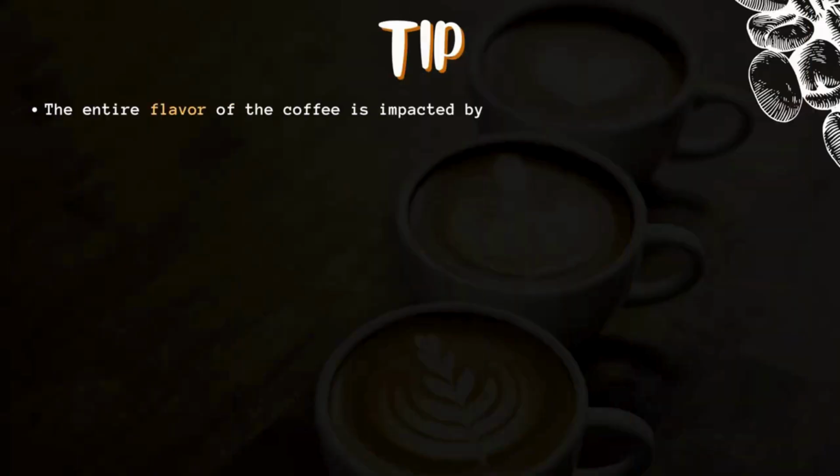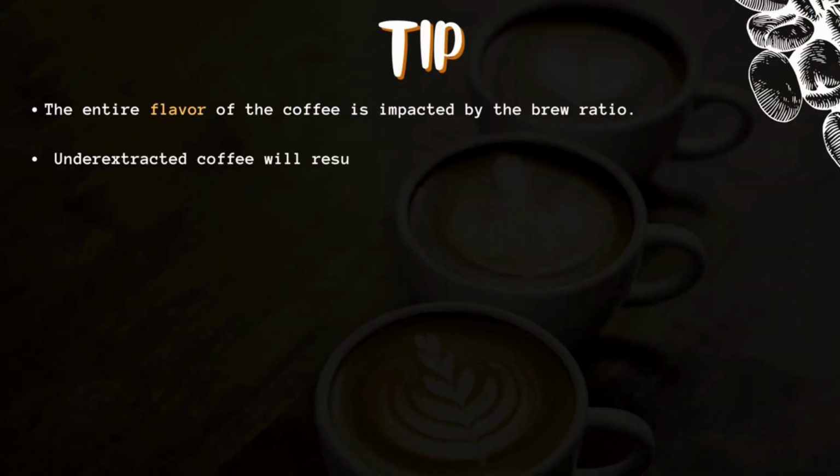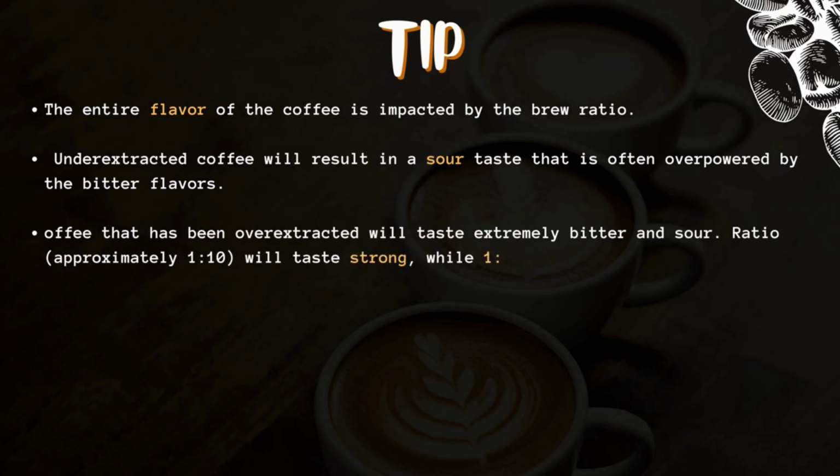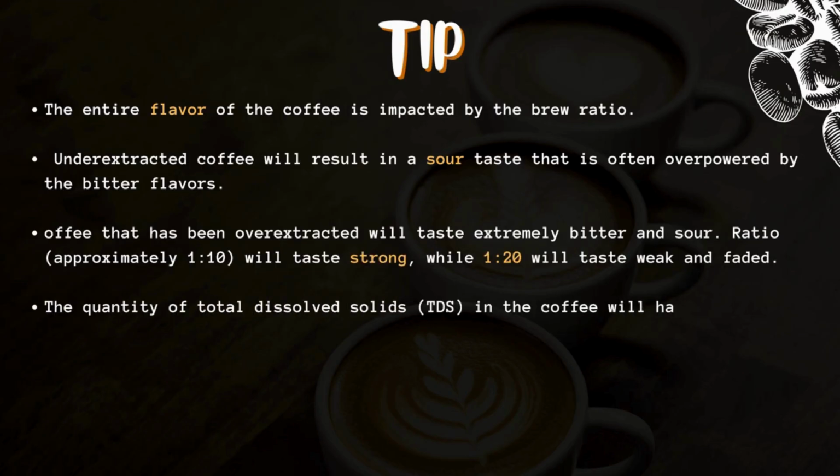Tip. The entire flavor of the coffee is impacted by the brew ratio. Under-extracted coffee will result in a sour taste that is often overpowered by the bitter flavors. Coffee that has been over-extracted will taste extremely bitter and sour. A ratio of approximately 1:10 will taste strong, while 1:20 will taste weak and faded.